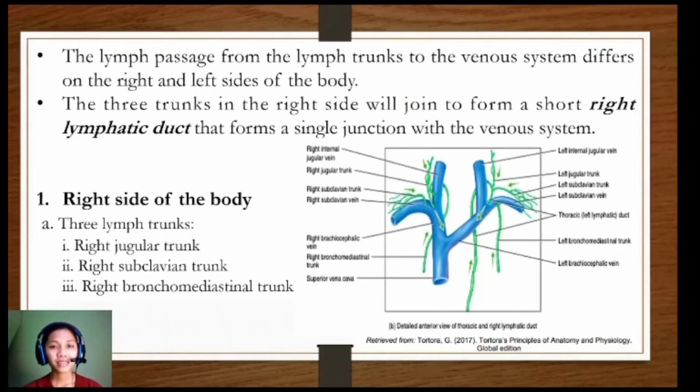So the passage of lymph from the lymph trunks to the venous system differs on the right and left sides of the body. The three trunks on the right side will join to form a short right lymphatic duct that forms a single junction with the venous system. These three trunks are the right jugular trunk, the right subclavian trunk, and the right bronchomediastinal trunk.